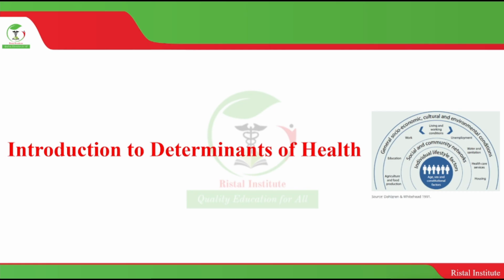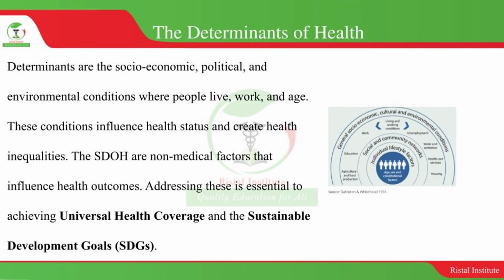So in here, we want to look at these determinants. Okay, so when we talk about determinants of health, what do we mean? The definition is not often very easy. They have very many definitions if we talk about determinants of health. The simplest definition is that these are factors or conditions of where people live, work, and even age. These factors influence health.